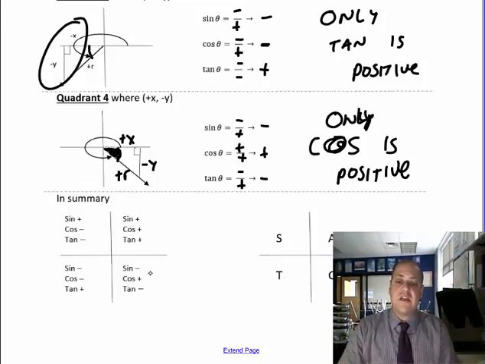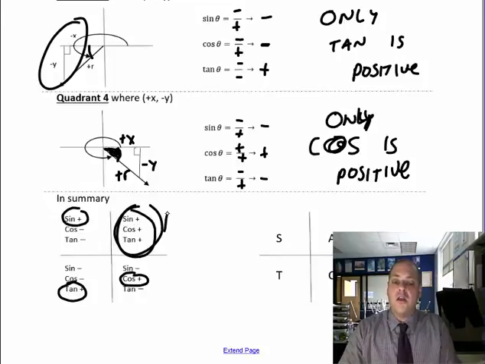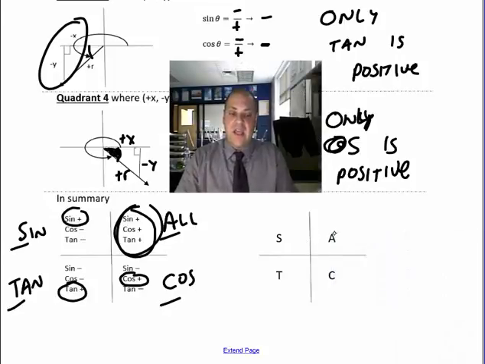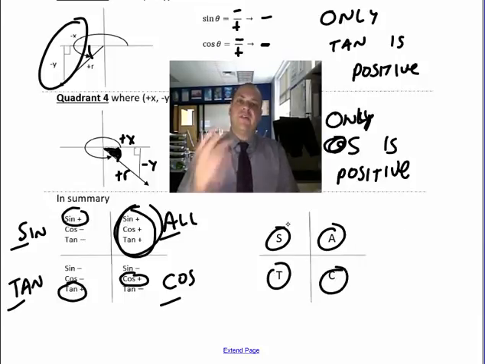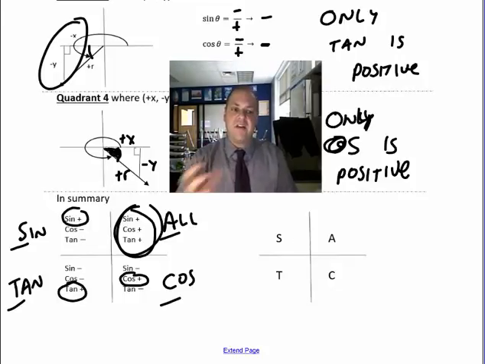Here's a summary of what we just did. In quadrant 1, everything's positive. In quadrant 2, only sine is positive. In quadrant 3, only tangent is positive. In quadrant 4, only cosine is positive. Take the first letter of each one. All positive, only sine positive, only tangent positive, only cosine positive. All, sine, tangent, cosine. A, S, T, C. This is called an ASTC diagram. You'll hear me say, draw your ASTC diagram. Your ASTC diagram helps you determine whether the functions are positive or negative.